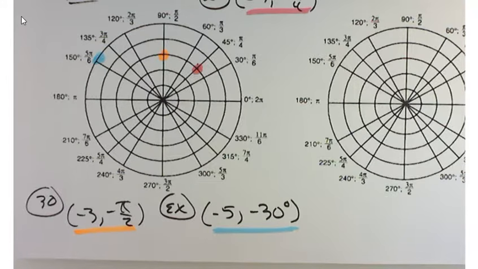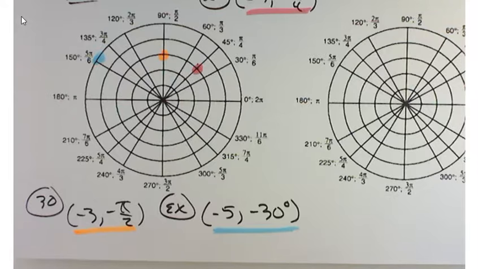Now, the advantage of polar coordinates is that it makes certain equations, certain graphs really easy and interesting. And just to whet your appetite a little bit, take out your graphing calculator. Does anyone know the equation for a circle? Circle, say, of radius 2 or something like that.